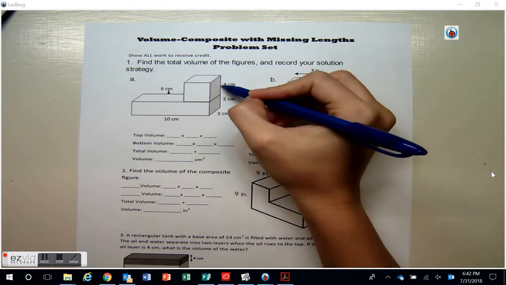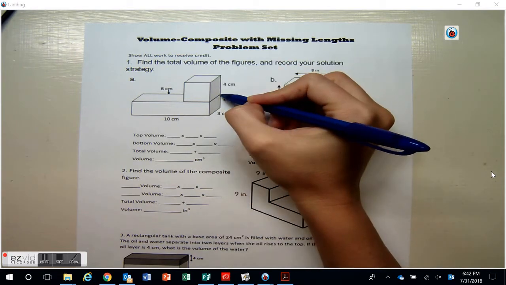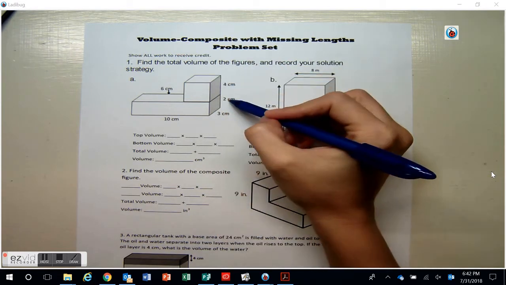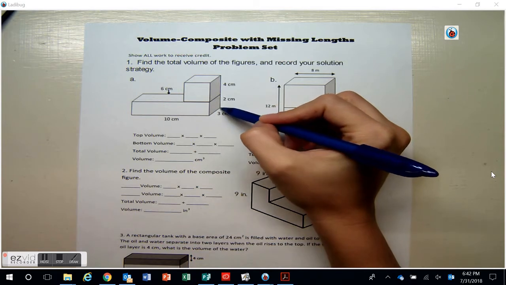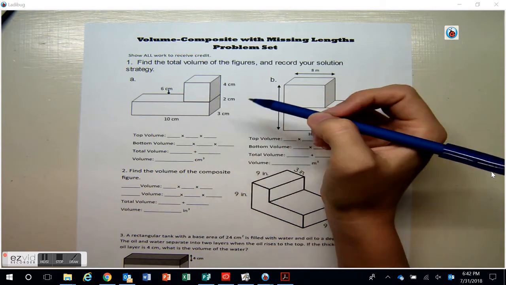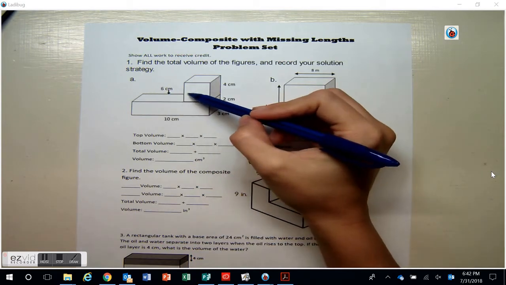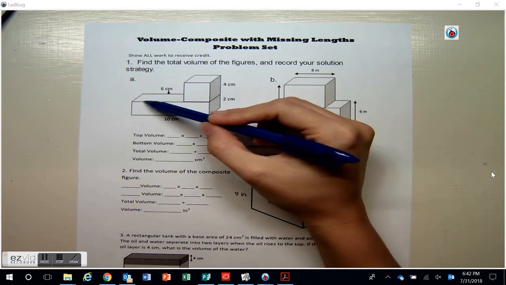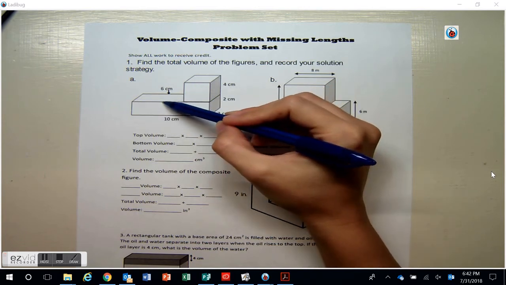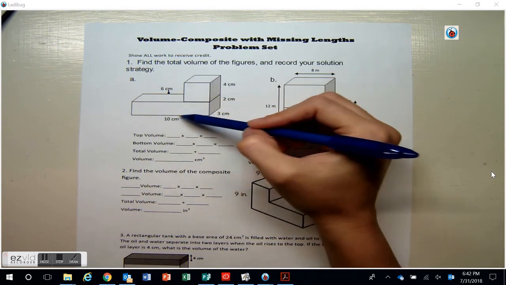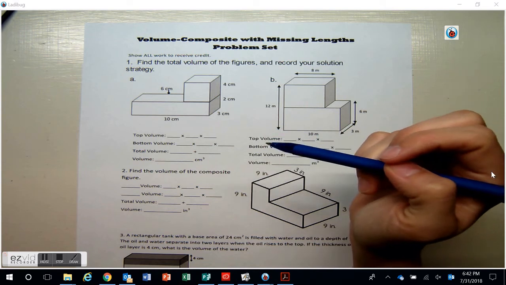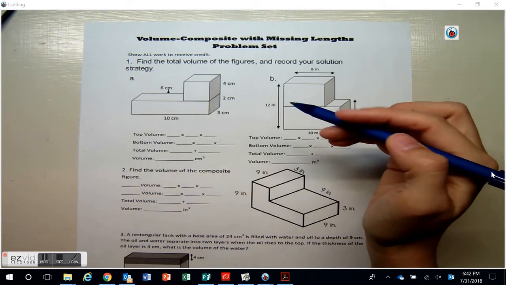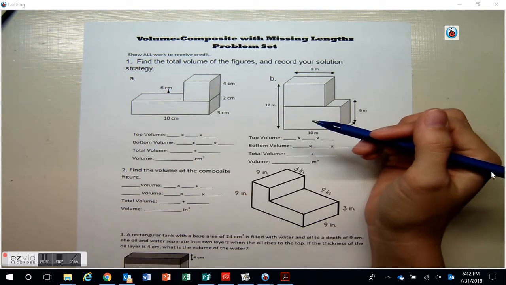Notice again that this measurement matches here to that line. This 2 centimeters is from that line to this line. 6 centimeters continues on the back until it reaches here. So I know that this right here is 6 as well. 10 is all the way across. Okay, so let's look at the top prism so we can find the top volume.